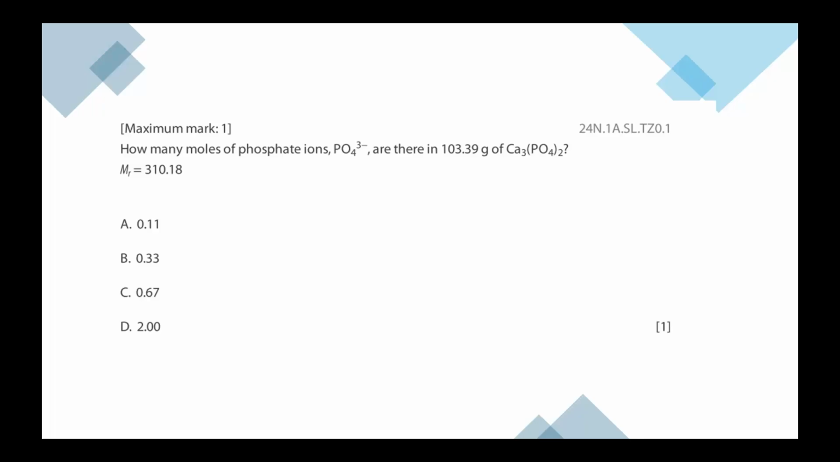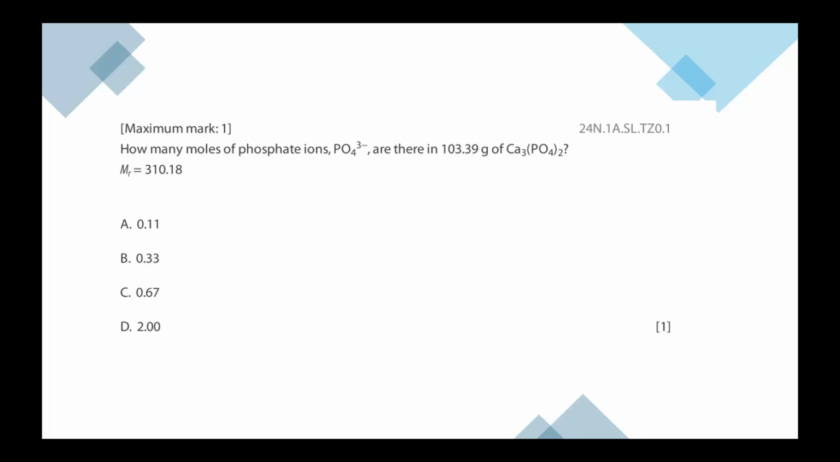Alrighty, so this is a fun question. This is not a question you can eyeball. You're allowed your calculator, use your calculator, not like the old days. So how many moles of phosphate ions, PO₄³⁻, are there in 103.39 grams of calcium phosphate? The molar mass of calcium phosphate is 310.18. And your options are 0.11, 0.33, 0.67, or 2.00.